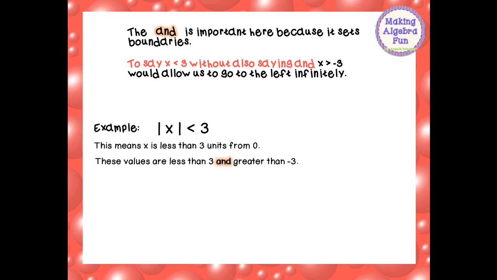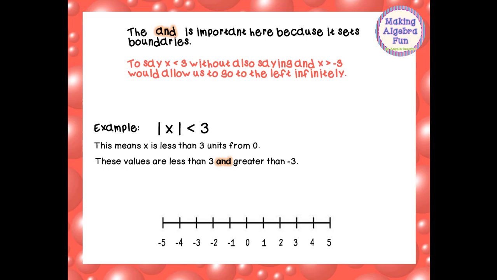So to say x is less than 3 without also saying x is greater than negative 3 would allow us to go to the left infinitely. In other words, if we started at 3 and we just said less than 3, it would keep on going forever. All right, and so that would mean that our little worm can go to the left infinitely.